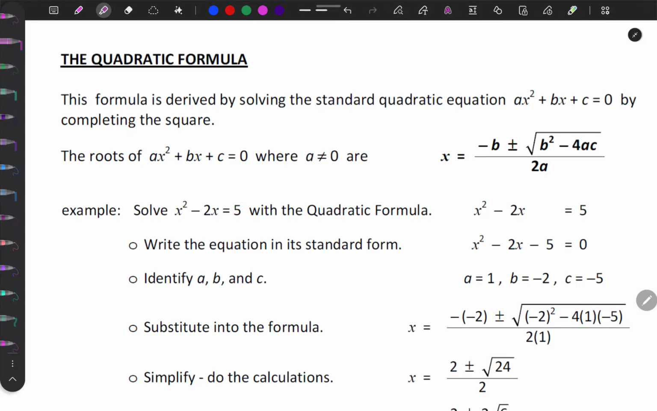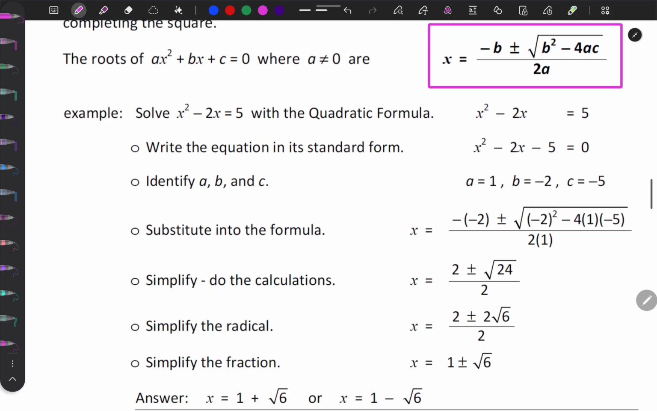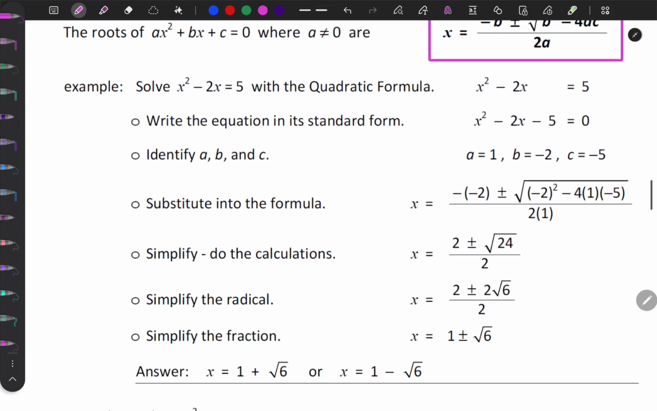The next method we look at for solving quadratic equations is the quadratic formula. The quadratic formula is going to be used when we have an equation rearranged into the form ax squared plus bx plus c equals 0. And then we just identify the coefficients a and b and the constant c and plug them into the formula. There's one example here that is filled in for you to look at, but basically we rearrange our equation into standard form, identify a, b, and c, and then put them into the formula and calculate, simplifying as much as possible. As always, we go for exact answers.